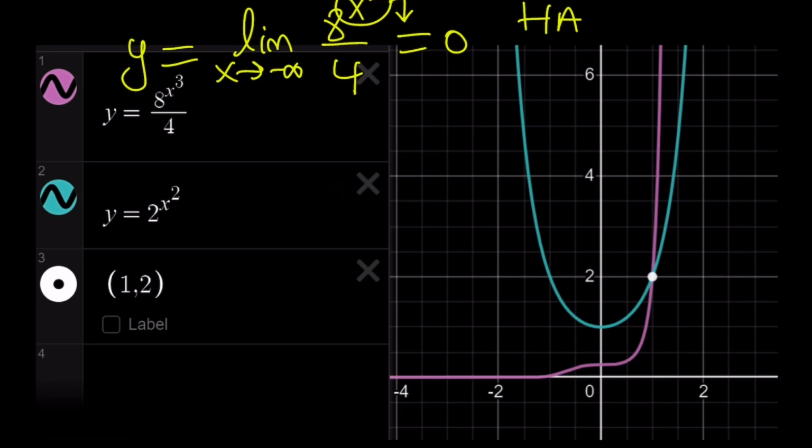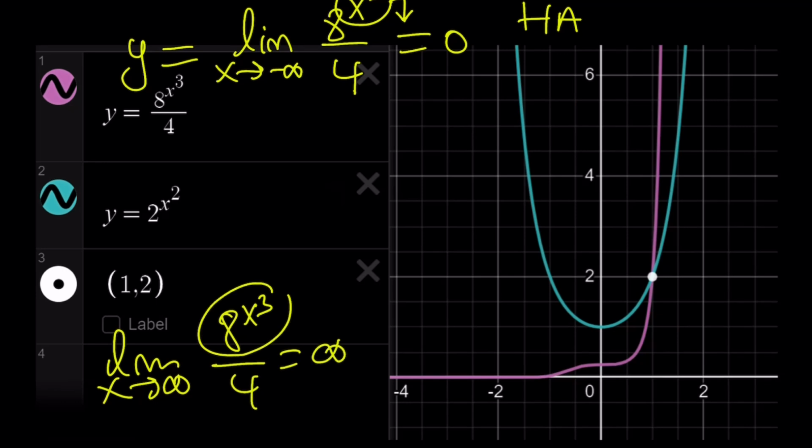And on the positive side of things, if x approaches positive infinity, you're going to notice that our function is going to approach positive infinity real quickly, because look at this. It's like a super exponential, 8 to the power x cubed. And this purple graph is going to increase like crazy. It's going to shoot up when this guy is kind of taking its time. That's why they are not going to intersect again. They're going to get farther and farther away.